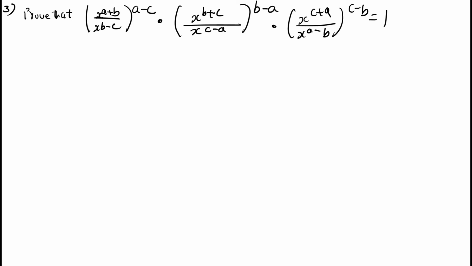Prove that (x^(a+b) / x^(b-c))^(a-c) × (x^(b+c) / x^(c-a))^(b-a) × (x^(c+a) / x^(a-b))^(c-b) is equal to 1.